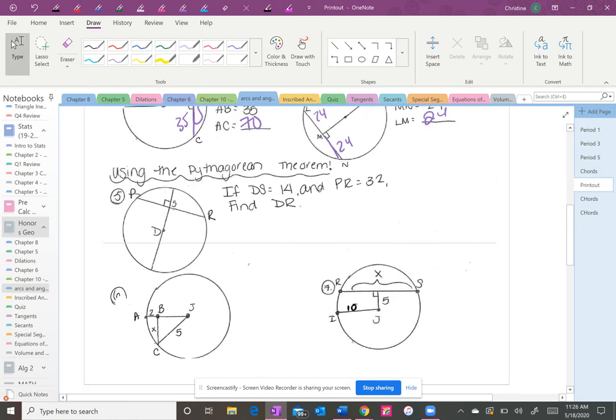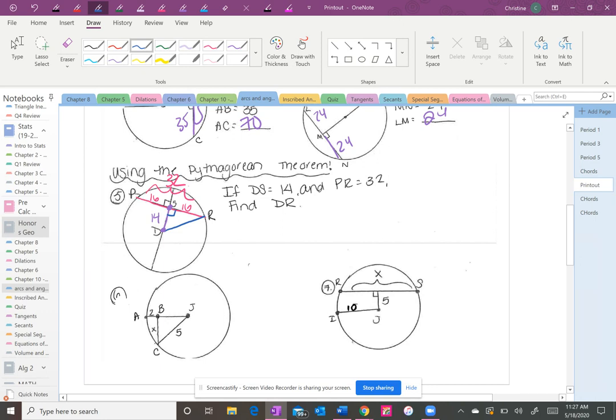And that step is going to be using good old Pythag. So this says if DS, now please be careful because DS only travels from here to here. If DS is 14 and PR is 32, so here's PR, the whole thing is 32, and right away I'm going to say, well, wait, that's just 16 and 16. Then it's going to ask you to find DR. I don't see DR, but I can construct DR. And oh look, DR is a radius.